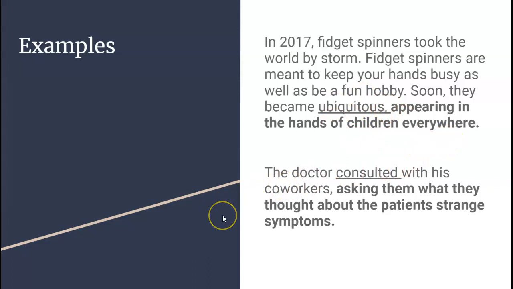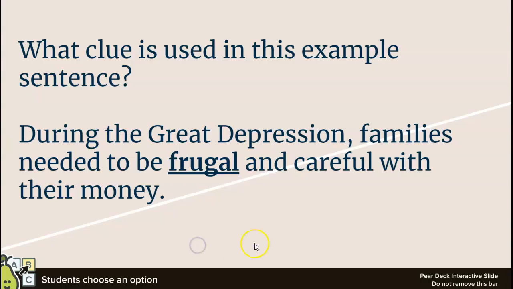"The doctor consulted with his coworkers, asking them what they thought about the patient's strange symptoms." So our unknown word is consulted. I do see a comma again, which remember was one of our key punctuations. And it restates consulted here by saying that consulted means asking the thoughts of others. So again, comma, unknown word is consulted. It tells us that in words that are a little bit easier to understand.